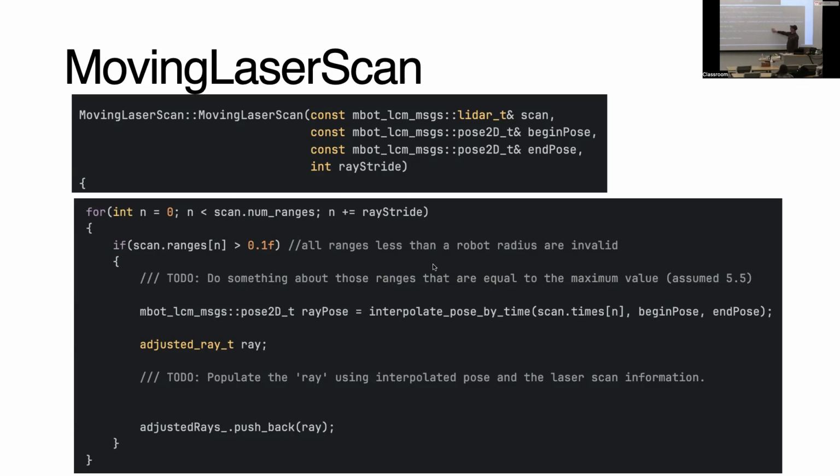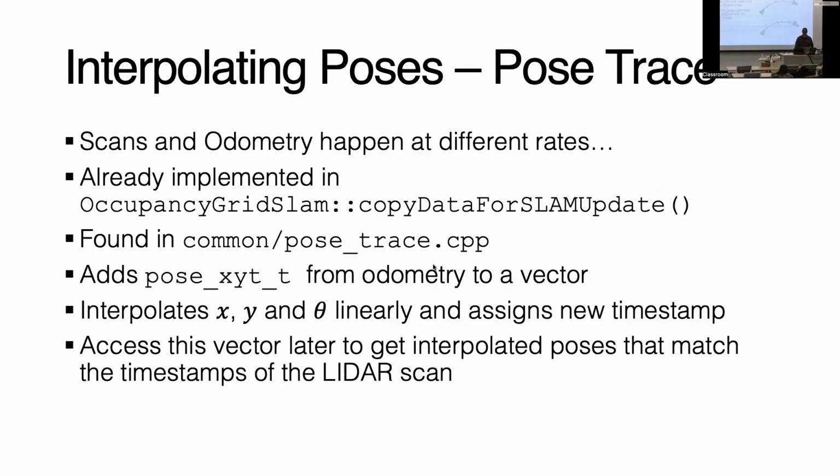But then you need to calculate the ray pose by using this interpolation function. This interpolate pose by time is something that is in the pose trace, or one of the common files. It's a function that we give you. It's in the library.